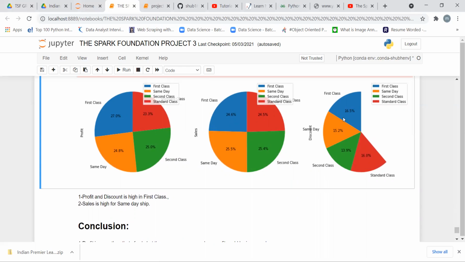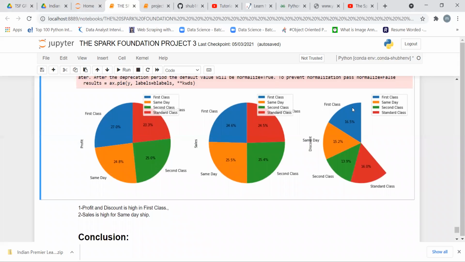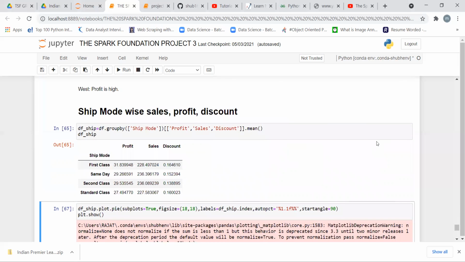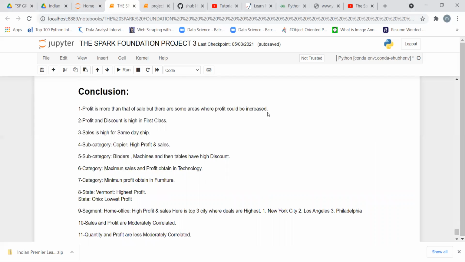Here we can see a positive relationship with respect to profit, because if a manager gives the highest discount to first class, it generates more profit. So discount and profit have a positive relationship in the shipping mode. Now this is the conclusion of our data set.